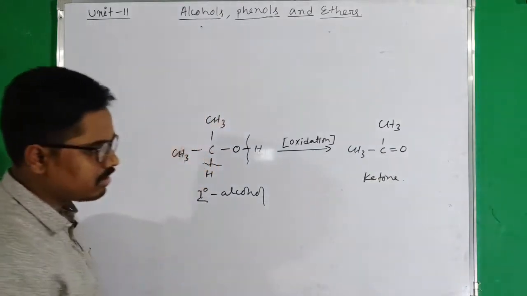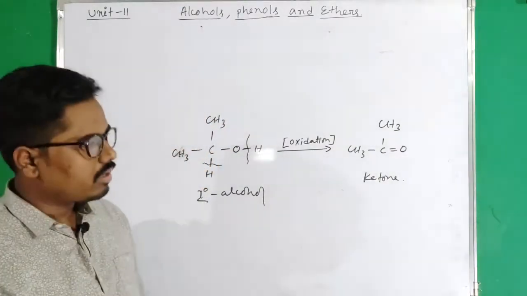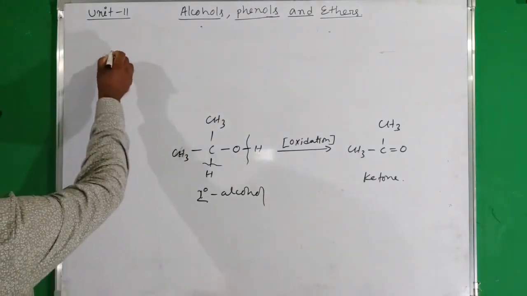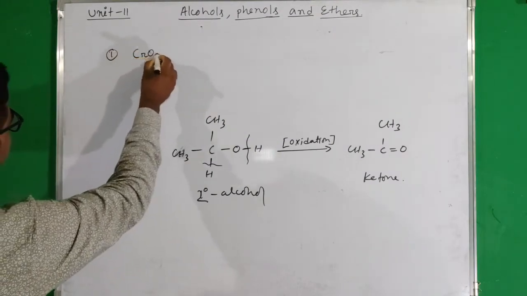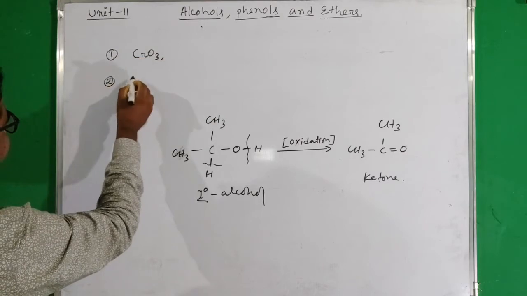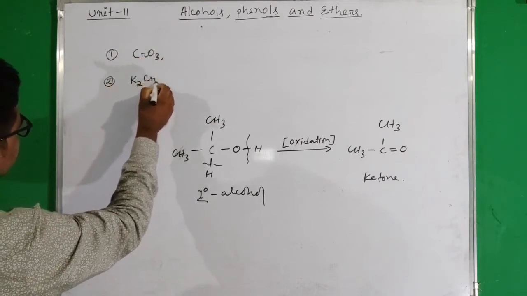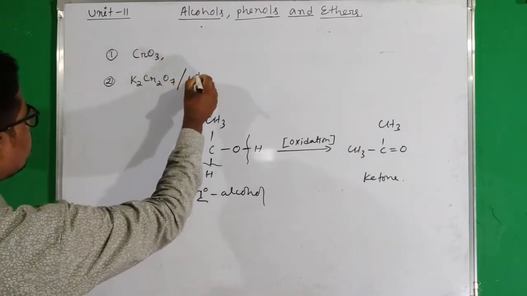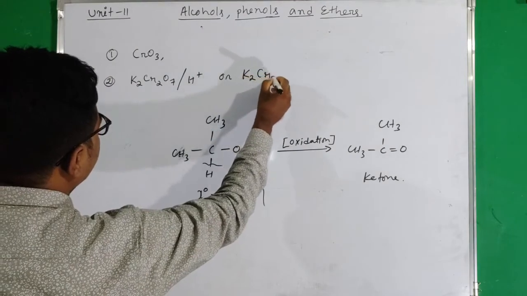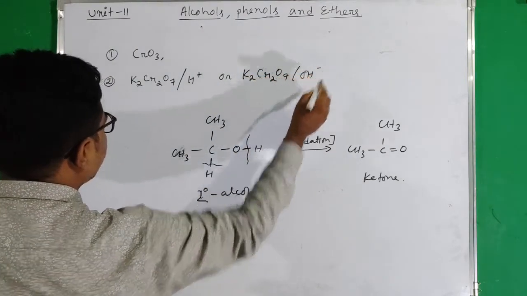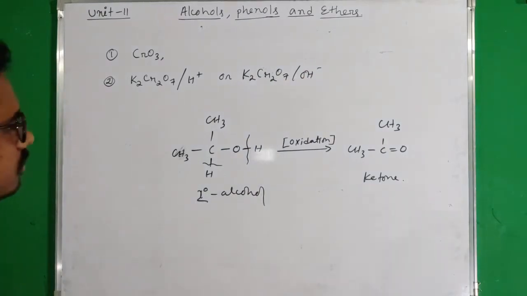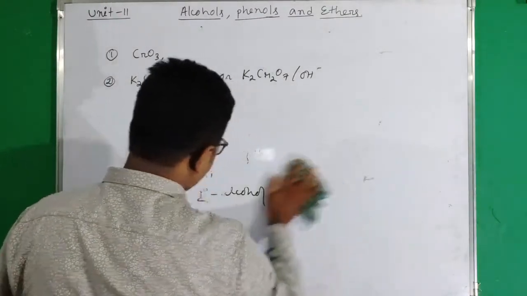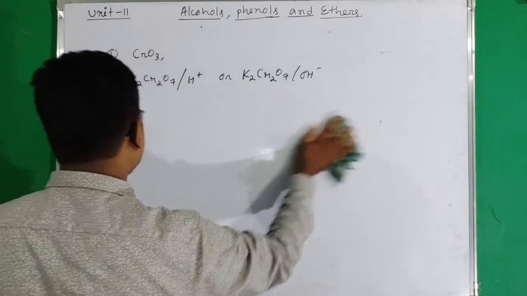This one is ketone. Okay, and now we will take the examples of oxidizing agents. First, remember the oxidizing agent is chromium trioxide, and then K2Cr2O7, potassium dichromate, either acidified or alkaline. Alkaline or acidified solution of potassium dichromate is an example of strong oxidizing agent.